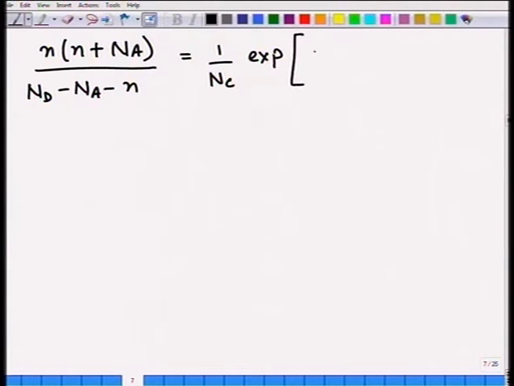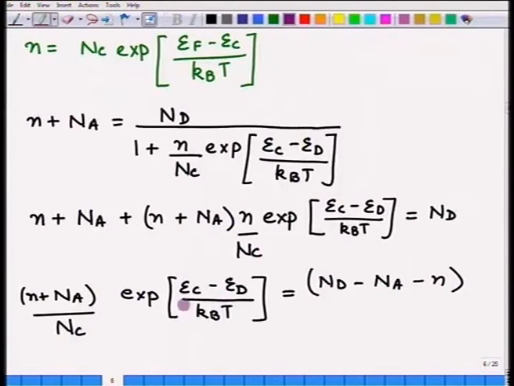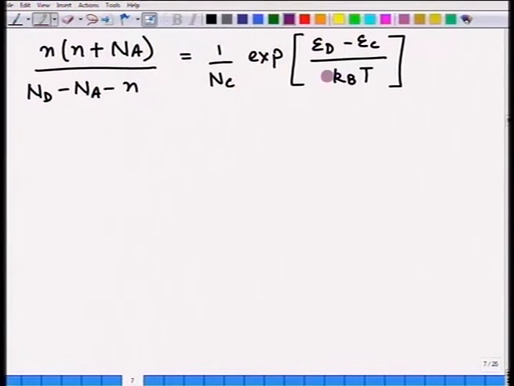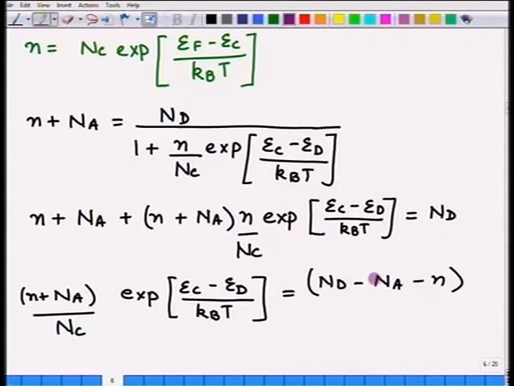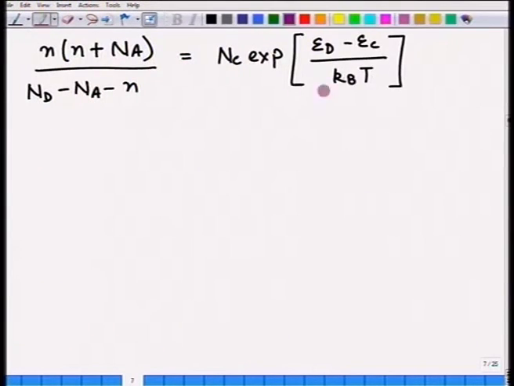E_d minus E_c by k_B T. So, I have changed the order, E_d is here, E_c is here. So, when I take the inverse of that, in fact I should not write 1 by N_c, but I should write N_c times. So, I should take it to the other side. So, this is N_c times, I take this on the right hand side and take this quantity on the left hand side. So, this is N_c times e to power, and I have changed the minus sign here.